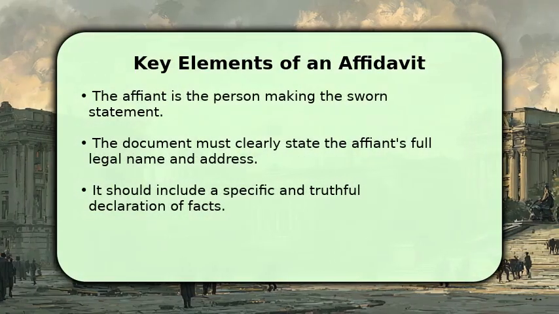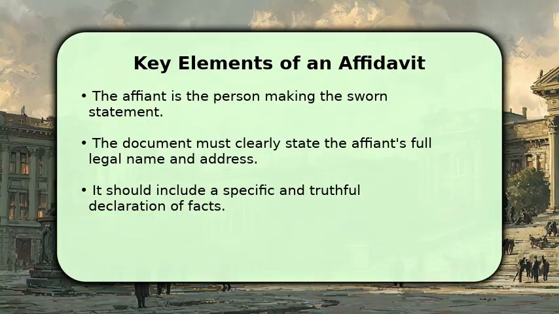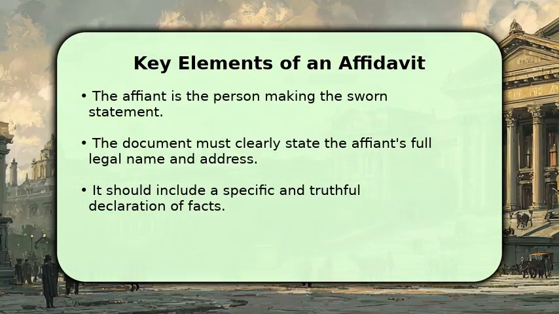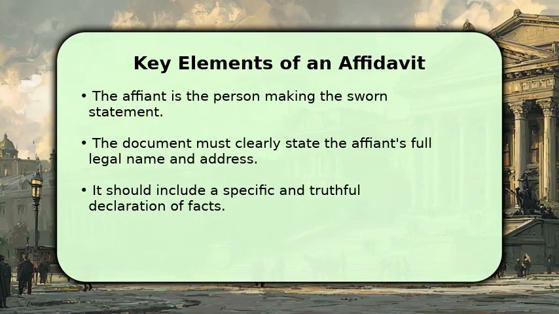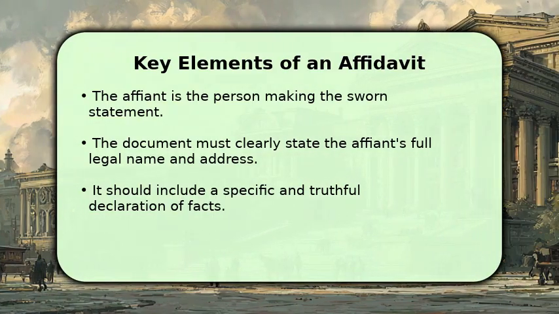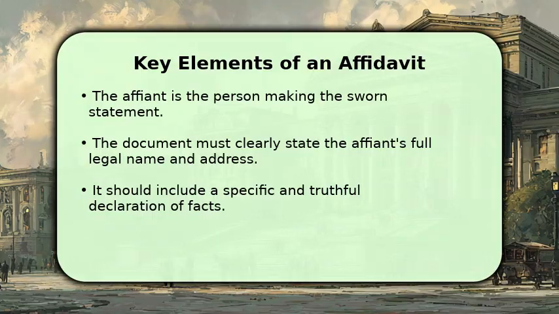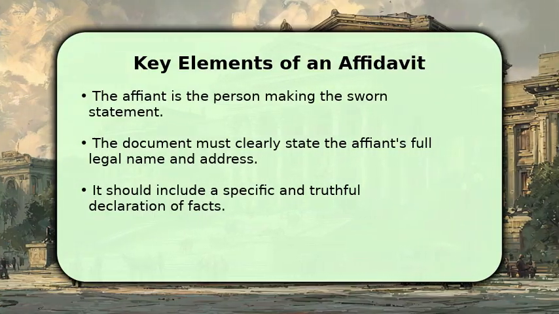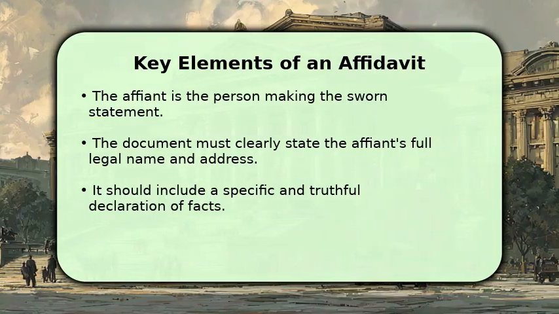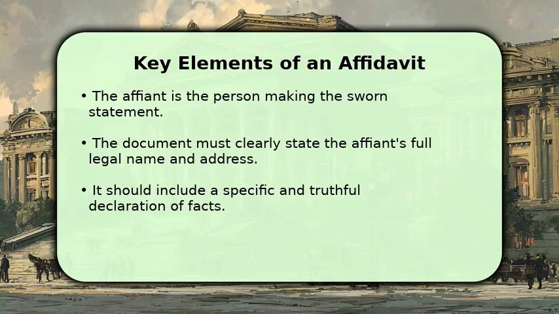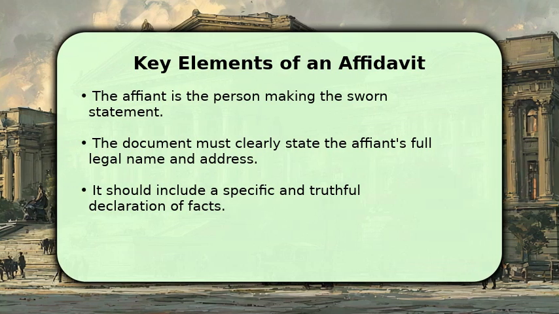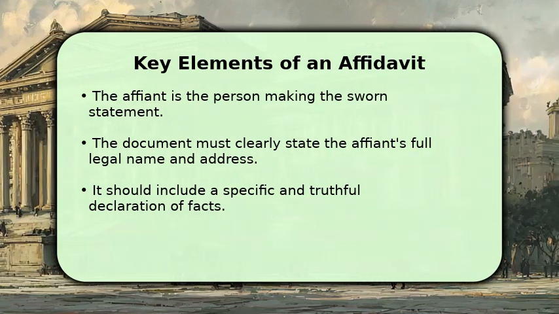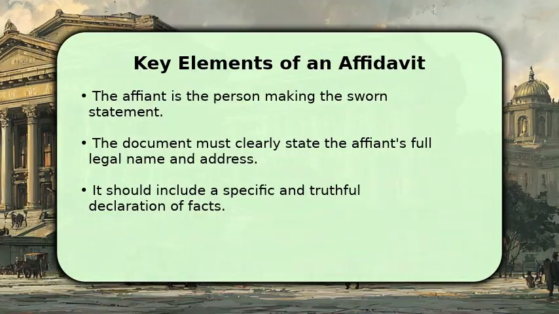Your affidavit needs several core elements to be valid and effective. First, clearly identify yourself, the affiant, by your full legal name and current address. Next, accurately state the specific facts you are attesting to. These must be truthful to the best of your knowledge. Always include a declaration that you are signing this document under penalty of perjury. Finally, identify the recipient, such as a government agency or a specific individual, at the top of the document.